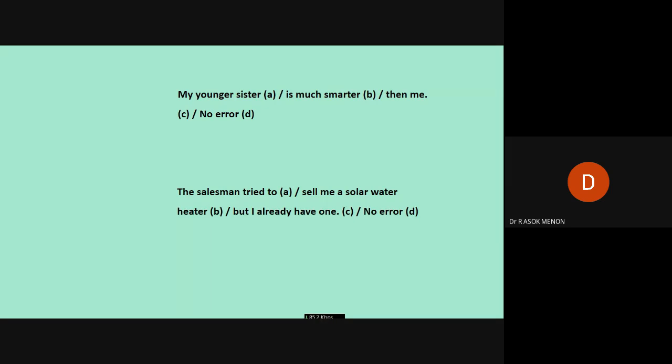Then we have: My younger sister is much smarter than me. All of you have answered C, "than me". Yes, it is "than me". "To me" is not correct. If it is senior or junior, you can say senior to me or junior to me. Senior, junior, superior, inferior are followed by the preposition "to". Here, this is comparative degree, so this is comparison. In comparison, we use only "than": smarter than me.